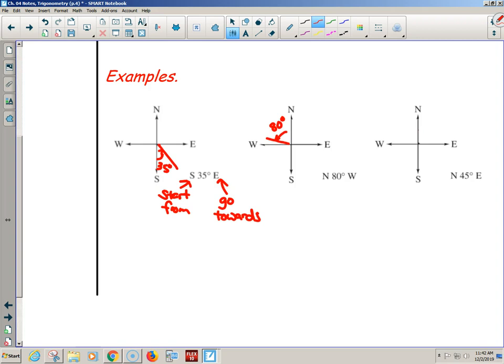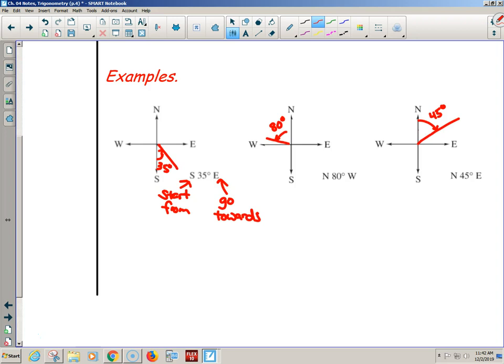Oh, sorry, did I say northeast? No, east-west. North 45 degrees east. What quadrant? How far from the east-west line? 45.